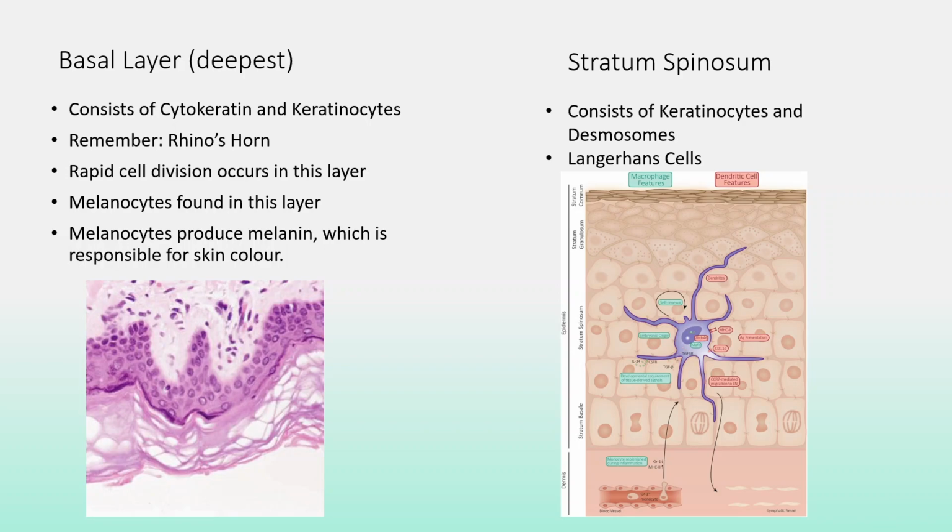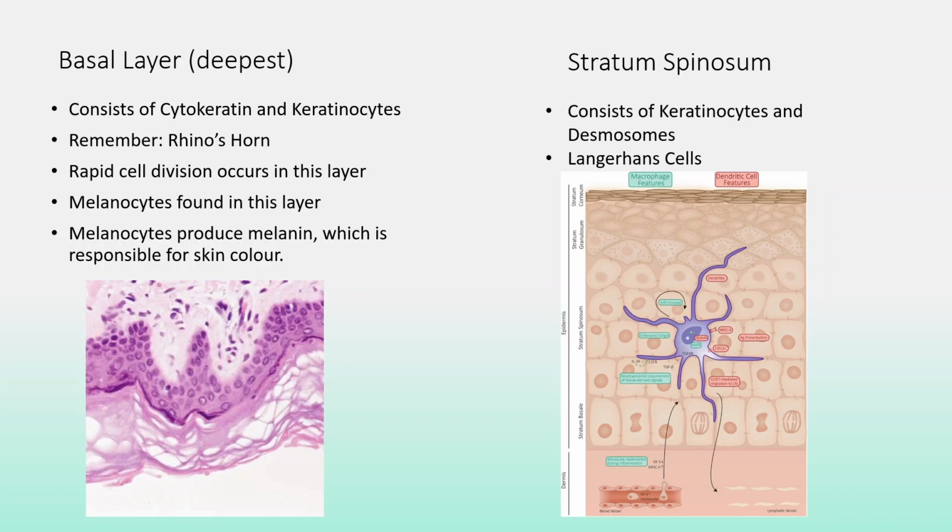The basal layer is also responsible for rapid cell division, and this is where it occurs. And this makes sense because it's the deepest layer. It provides most of the cell division in that place to occur so that the cells can move upwards and push upwards to the other layers. Melanocytes are also found in this layer. So melanocytes produce melanin, which is a pigment responsible for skin color.